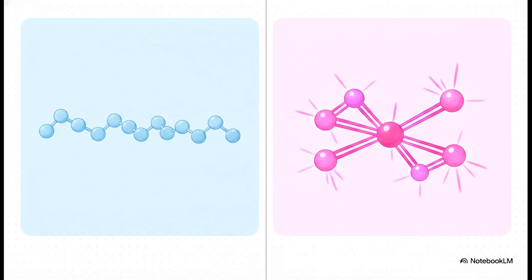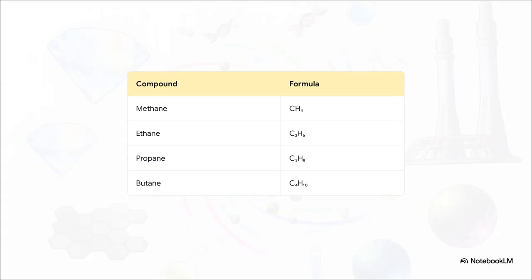On the flip side, we have unsaturated hydrocarbons. These contain double bonds, which we call alkenes, or even triple bonds, called alkynes. And that simple change in the type of bond completely changes how the whole molecule behaves. And here is how these carbon compounds scale up through a homologous series, which is basically just a family of compounds with similar chemical properties.